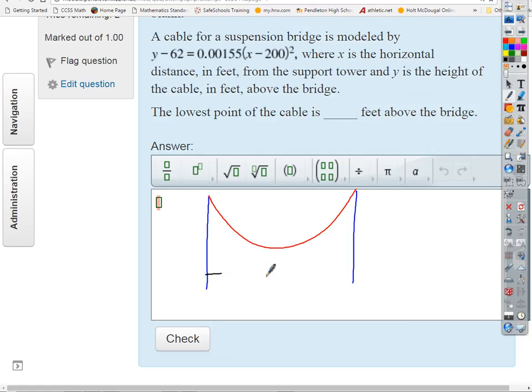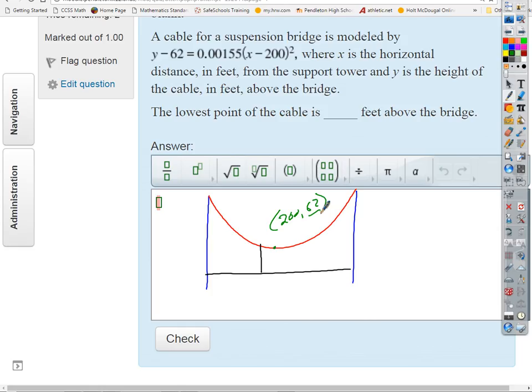And there's the bridge. And so it's measuring the height of the cable above the bridge for every value of x. Okay? And we want to know where's the lowest point on the cable, which is just going to be at the vertex, right? So not a real difficult question, because we can find the vertex pretty easily. Coordinates are 200, and then k is 62. So at the lowest point, the cable is 62 feet, I guess I did do it, 62 feet above the bridge.